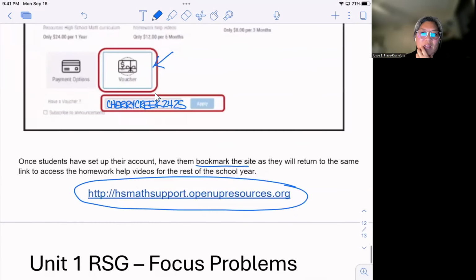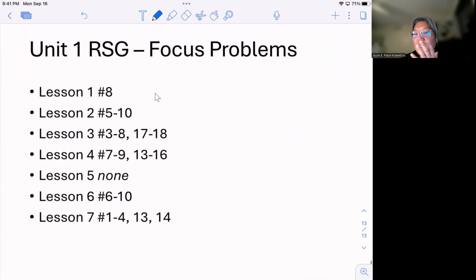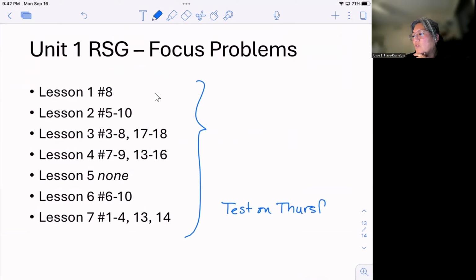One additional set of things that I think would be good. Use those videos and use this set of focus problems as practice for the test that's on Thursday. So again, test on Thursday. I'm available before school and after school on Wednesday if you need help.